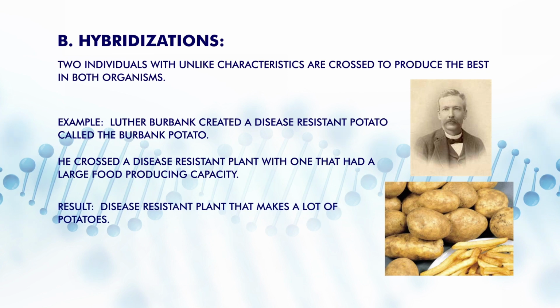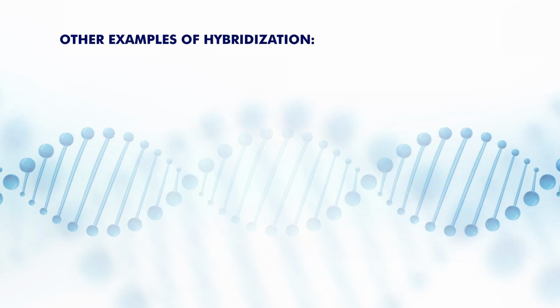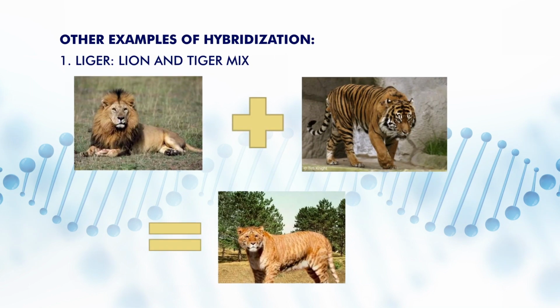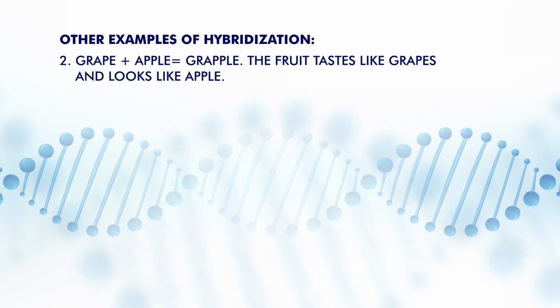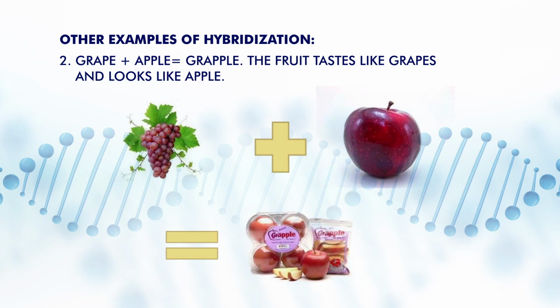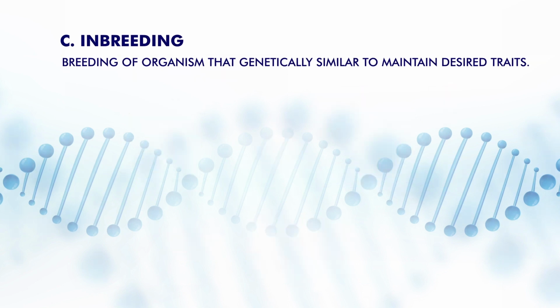So, the result obtained was a disease resistant plant that can make a lot of potatoes. Other examples of hybridization can be the development of the liger. From the name itself, what does it mean? Lion and tiger mixture. Then the second example of this hybridization can be the grapple, that is, a combination of grape and apple. This fruit will taste like grape and it will look like apple. The third technique of artificial selection was inbreeding.